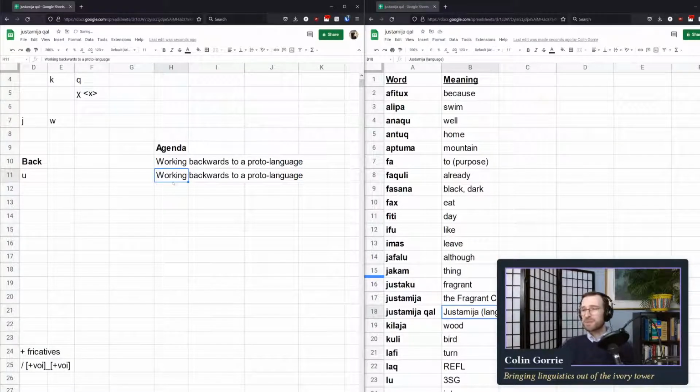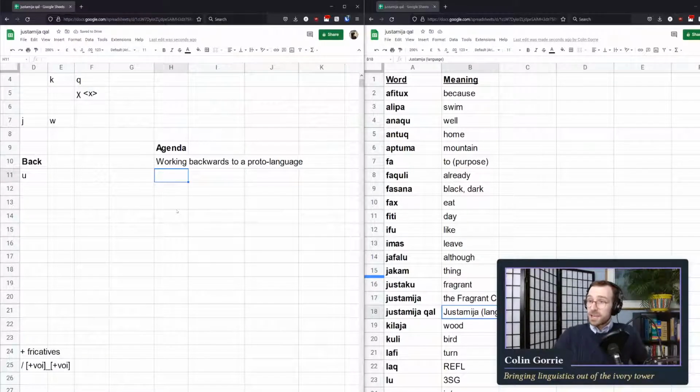I thought we'd work backwards and make a proto-language for this language. So this is kind of not the way that it's often done. When people are interested in making historically related languages, they'll usually make the proto-language first and then derive the descendant languages. But you can also go the other way, and you can just keep bouncing back and forth between them. And I find the more you do that, the more naturalistic your language ends up feeling. So let's do it.